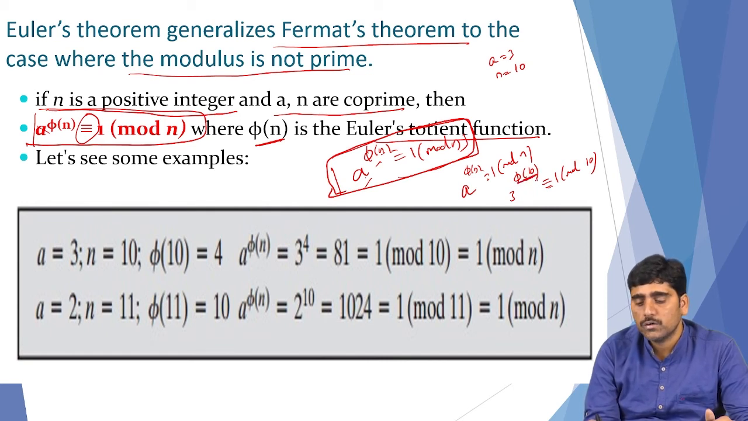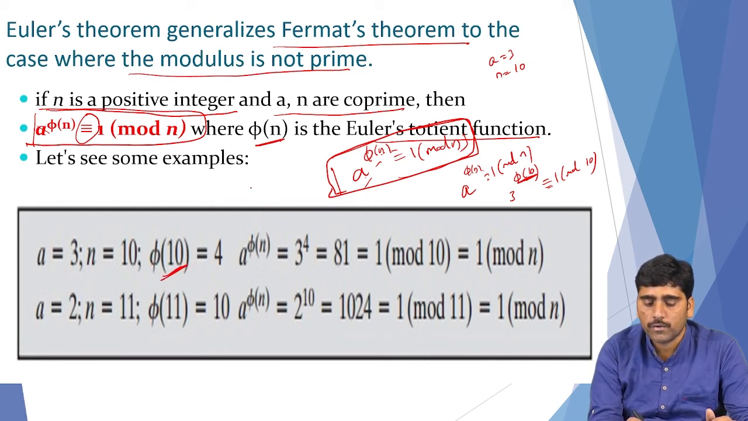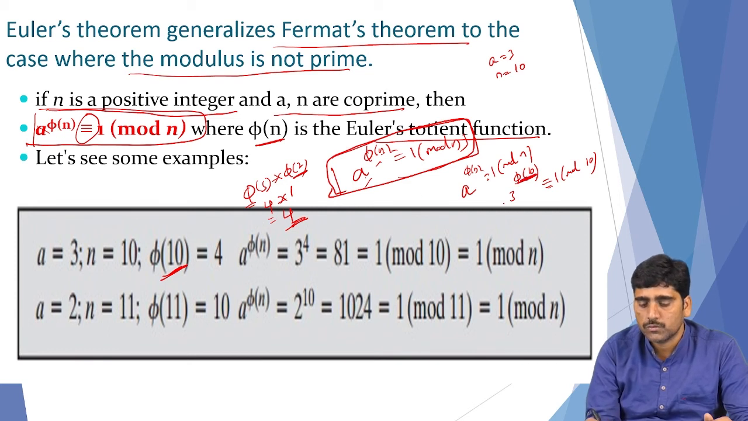We need to see from the table what the value of phi of 10 actually is. You can write phi of 10 as phi of 5 into phi of 2. Phi of 5 is nothing but 4, and phi of 2 is nothing but 1, so that is 4 into 1, 4. So phi of 10 is 4. Directly you can substitute: 3 power 4 is congruent to 1 mod 10.